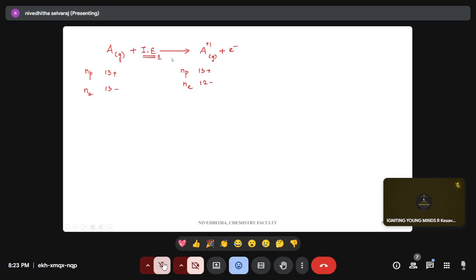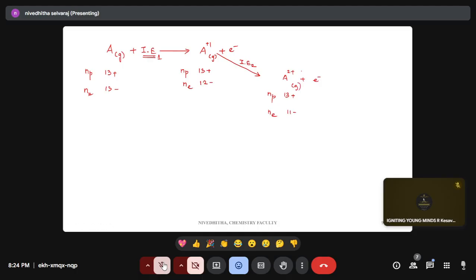Now I have a cation to which I'm supplying a particular amount of energy to remove the second electron. So proton count will still be the same. It will be 13 plus. But what will be the electron count now? It will be 11. So what will be the total charge? It will be 2 plus. So the amount of energy required to remove the second electron from a cation is the second ionization energy.